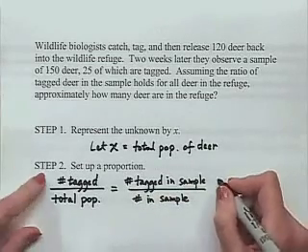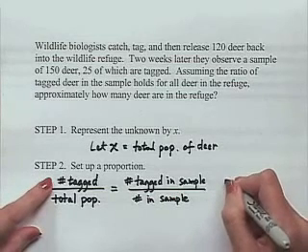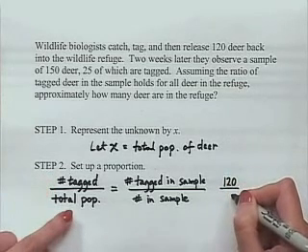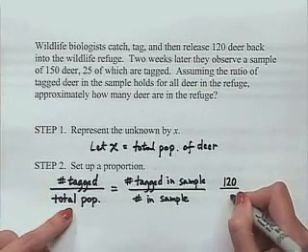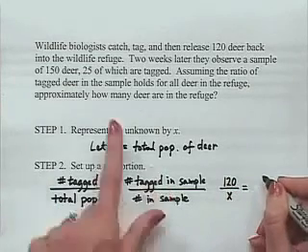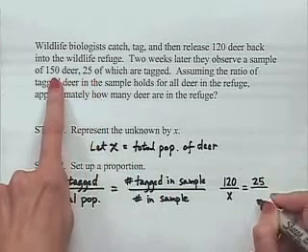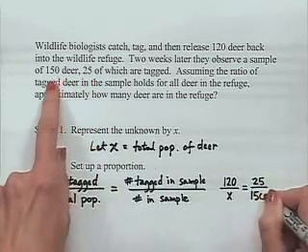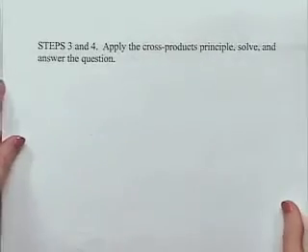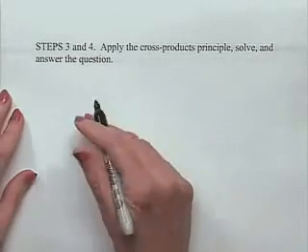Well, we are told that the number that are actually tagged in the total population is 120. The number that we actually have of deer is our value x. The number tagged in the sample, 25. The number in the sample, 150. In steps 3 and 4, we're going to apply the cross products principle, solve, and answer the question.